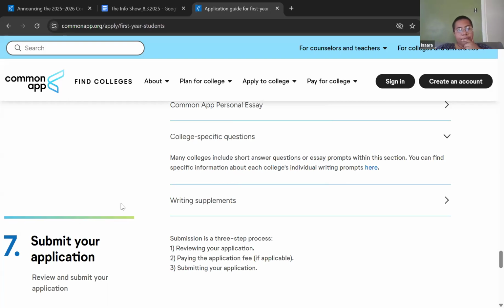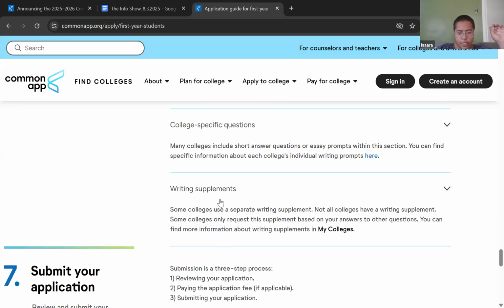Send me some of the prompts from specific colleges you're applying to, which tend to be shorter responses. Whereas the Common App personal essay might be 650 words maximum, I've seen shorter responses that are less than 100 words, or no more than 300 or 250. So send those over. And then there are writing supplements.